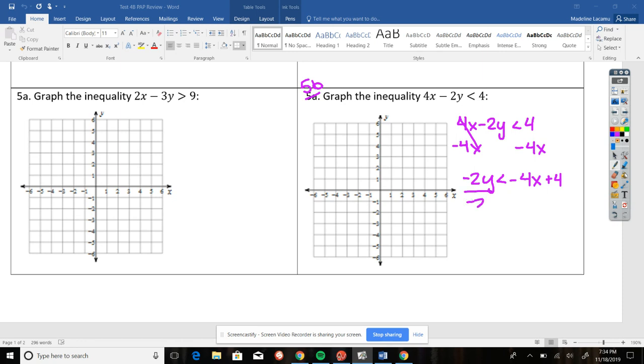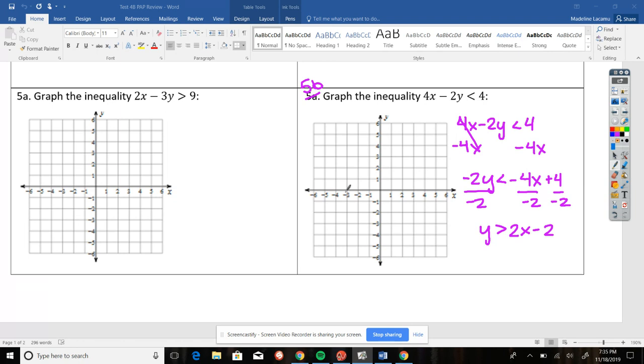Then I divide everything by a negative 2. And remember, when you divide by a negative, you flip your sign. So y is greater than negative 4 divided by negative 2 is positive 2x. Ignore my dog crying. And then 4 divided by negative 2 is negative 2. So if you divide by a negative, make sure you flip your sign or else you will get it wrong.